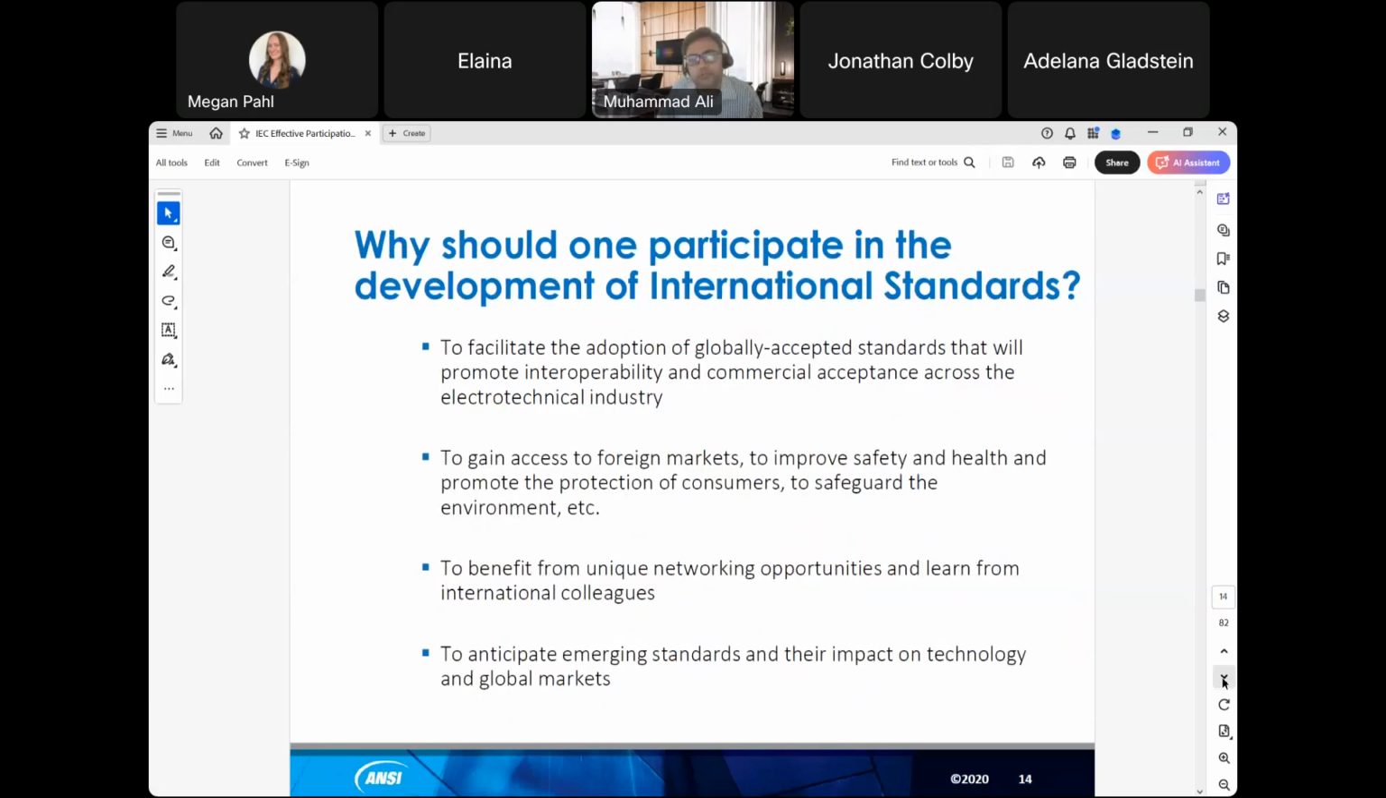Then the question comes as to why should we really participate in the development of the international standards? What is the benefit that we get out of it? Standards are this invisible glue that puts everything together and makes everything work together. If they're not there, that's when we realize the true value of standards, right? International standards are really the ones that enable global trade.